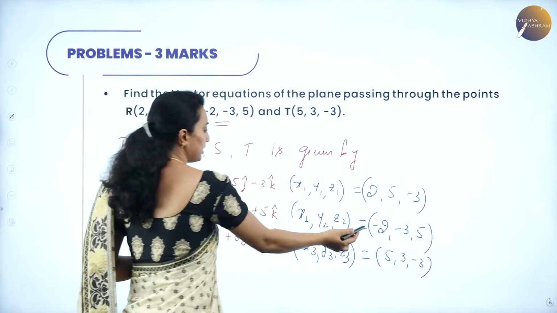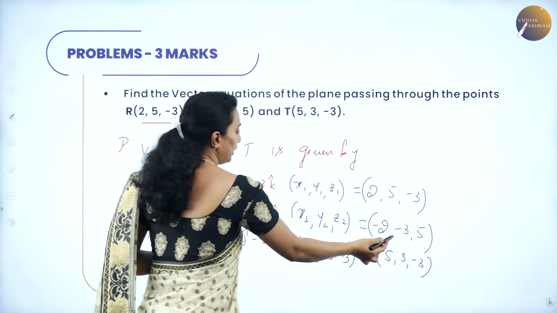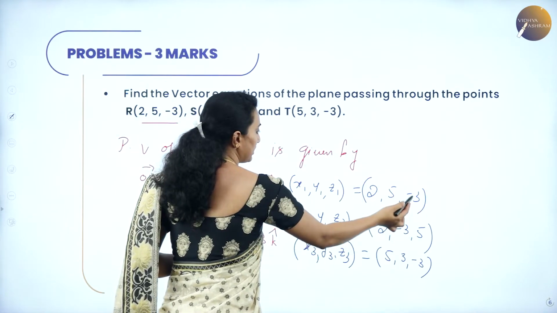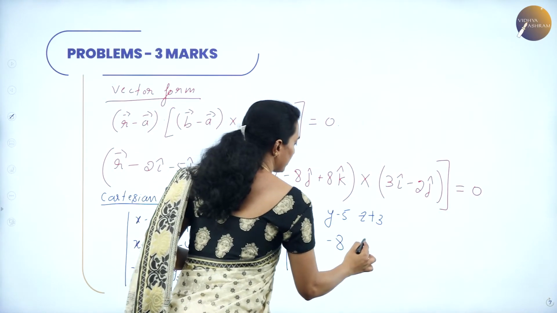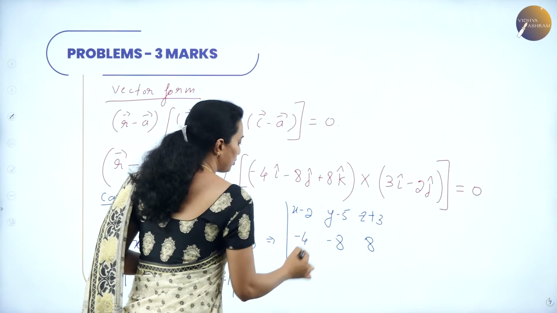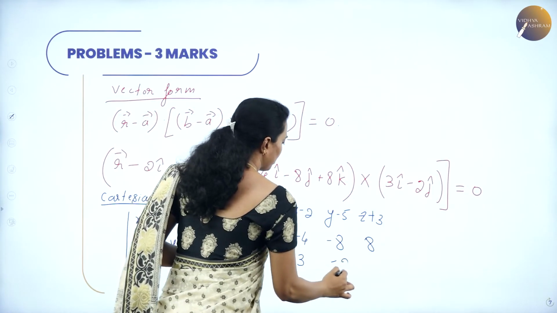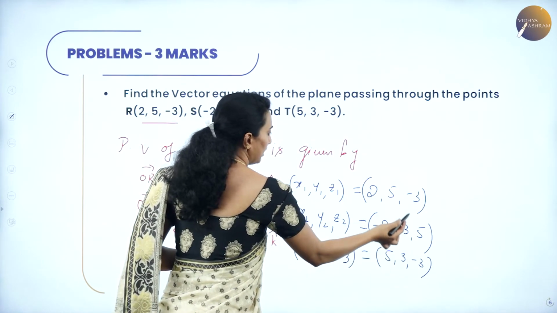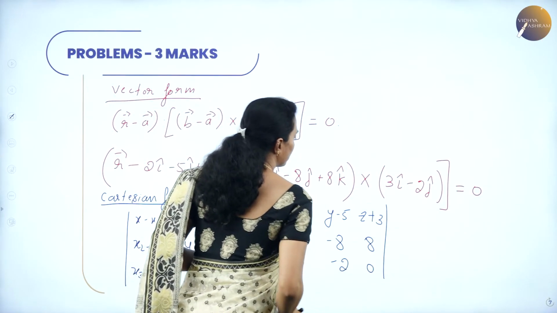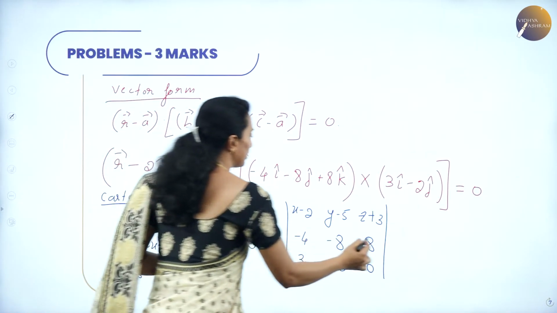See, x2 minus x1, minus 2, which is minus 4. y2 minus y1, minus 3 minus 5, which is minus 8. z2 minus z1, 5 minus of minus 3, which is 8. Similarly, x3 minus x1, 5 minus 2 is 3. 3 minus 5 is minus 2. Minus 3 minus of minus 3 is plus 3, which is 0. So, if you expand this one, it equals 0.